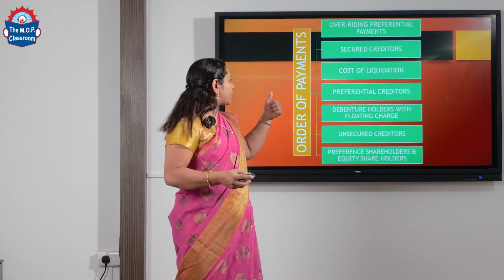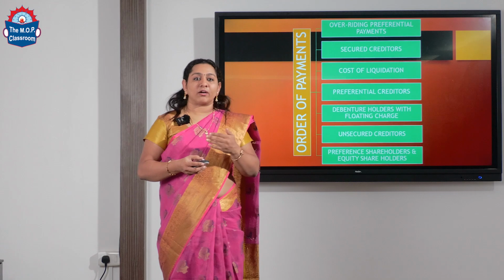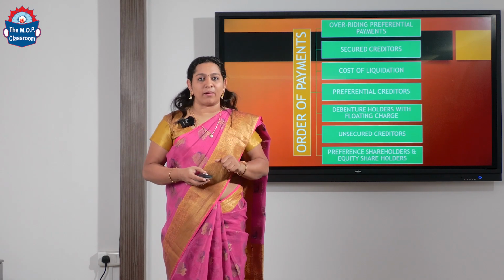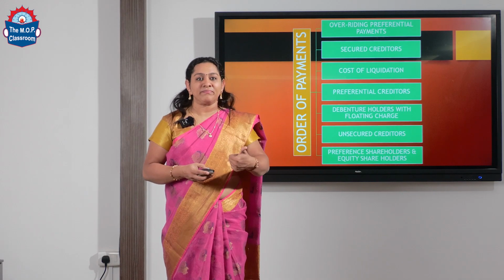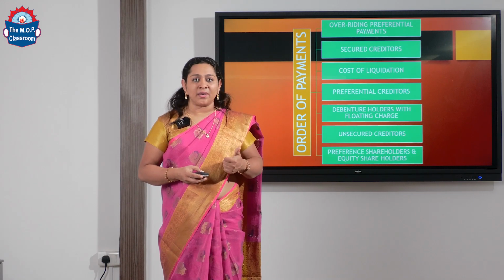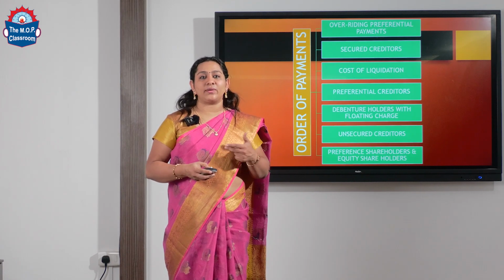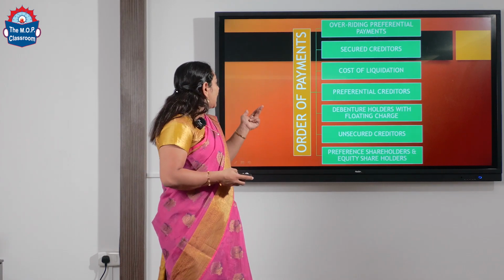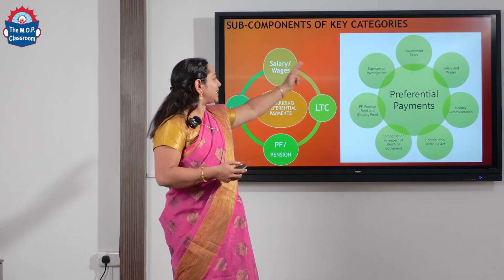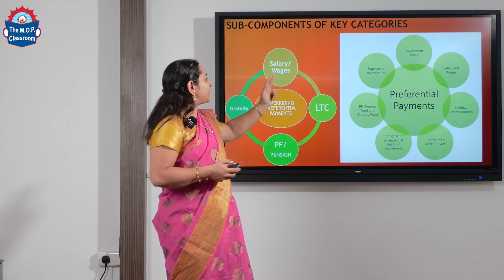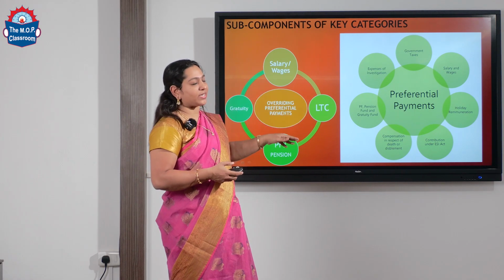So the next comes secured creditors. The third is cost of liquidation. So cost of liquidation again has 3 components. The first one could be the court fees that is payable when we file legal documents. The second is the liquidator's remuneration himself, and the third one is cost of liquidation. After this comes preferential creditors. Again, these are the preferential creditors who are entitled to payment after secured creditors.